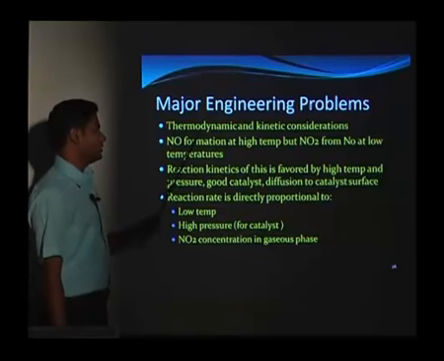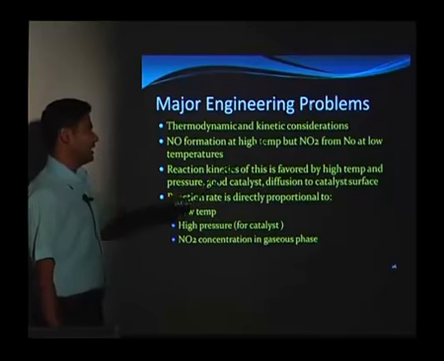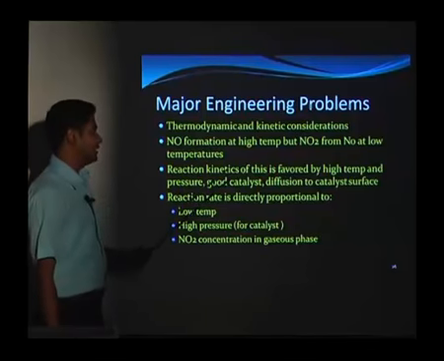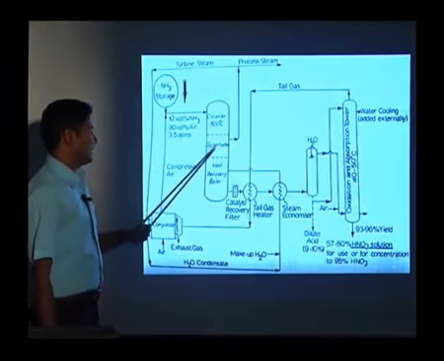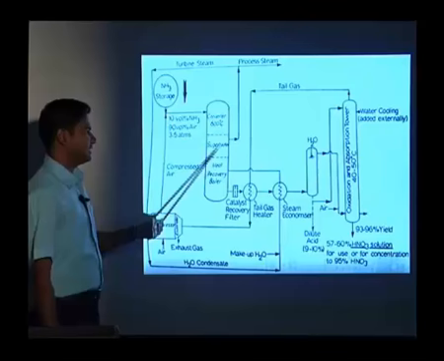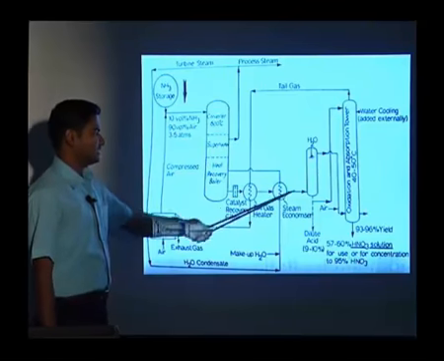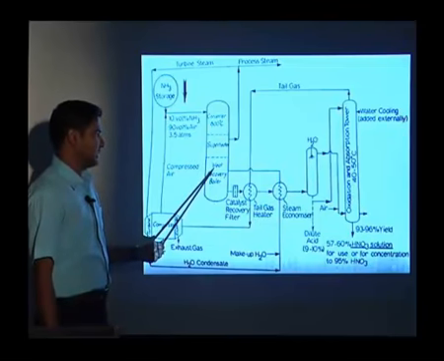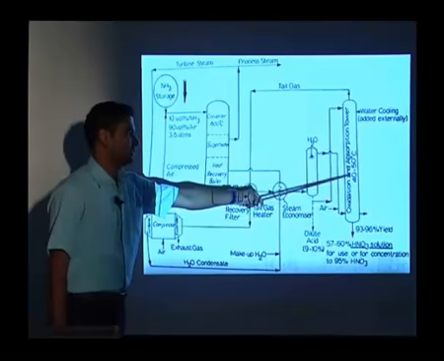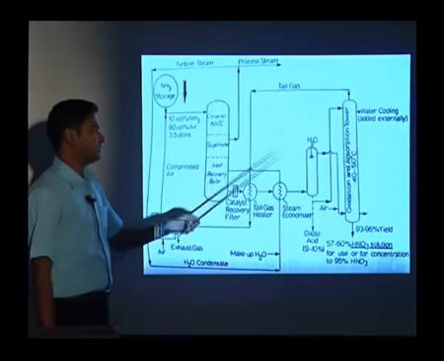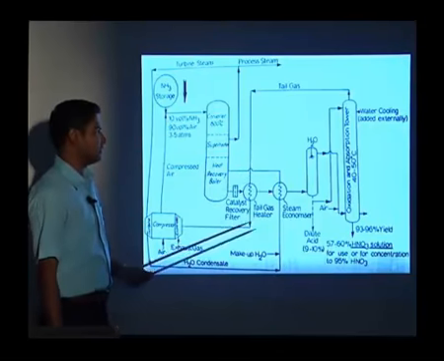So what are the major engineering problems? Thermodynamic and kinetic considerations: NO forms at high temperature but NO2 forms from NO at a low temperature. We have seen earlier the ammonia to NO formation, where the temperature is very high, so we have to cool in stages. These are the three stages where we are cooling. This takes place at very high temperature, whereas this takes place at a very low temperature, to get NO and here to get NO2. So this is one of the thermodynamic equilibrium problems.